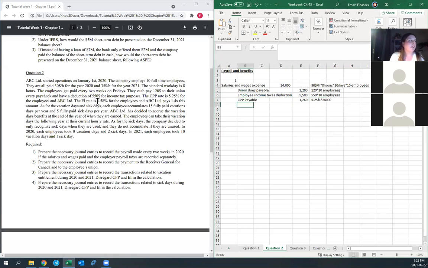And then the EI rate is 1.58% for the employees. So EI payable. Again, you calculate it on your 24,000. That gives 379. And I believe that is it for the employees, so that's the EI rate.